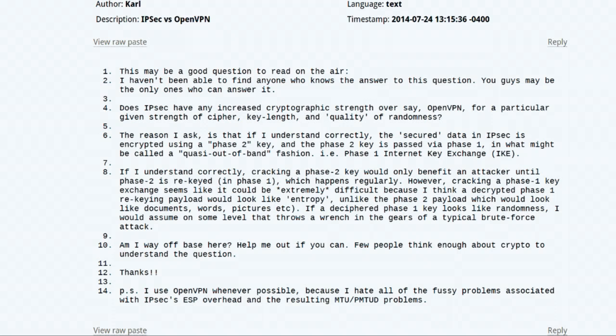Few people think about crypto enough to understand the question. Thanks. Both of them are pretty secure. Like, there's no vulnerability in either. It's just that the advantage to IPsec is that it's kind of a standard, and so you can have interoperability between different systems. Whereas OpenVPN is OpenVPN, you can only use it with other OpenVPN. The server and the client both have to be OpenVPN. Right. With IPsec, the server could be a Cisco dedicated hardware thing, or a Windows server, or a Linux server, or whatever. Yeah. And the client can be any of those as well. With OpenVPN, it's OpenVPN to OpenVPN only.